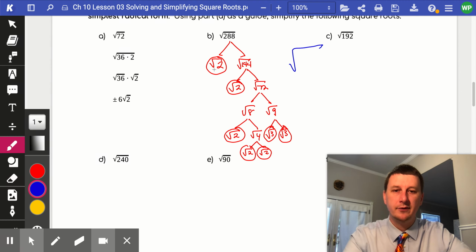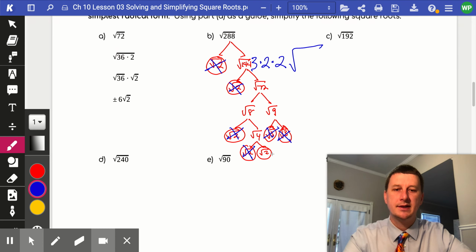So let's see if we have a pair of anything. Oh, we have a pair of 2's right here. So I'm going to cross off two 2's, and I'll write one 2 on the outside of the radical. Now, I look for any other pairs. Okay, I have another pair of 2's. Here's 1, here's 2. So when I get a second pair, I'm going to multiply it. Okay. And finally, I have a pair of 3's over here. So I'm going to put a 3 on the outside, and they're all connected by multiplication.